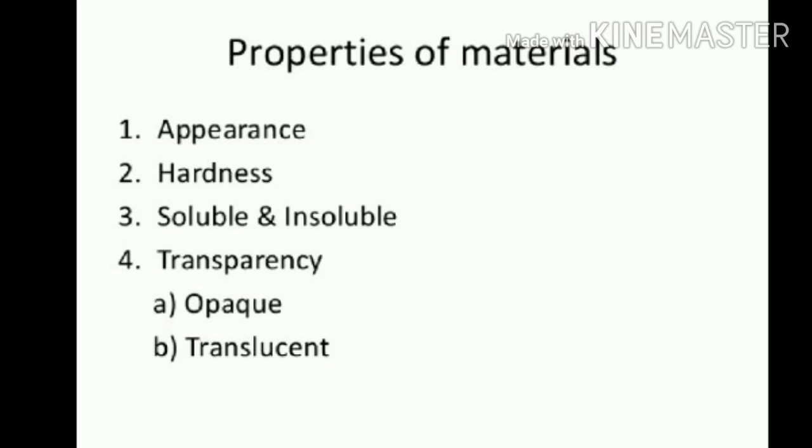In this way we have seen this chapter. Let us take a rapid look. In this chapter we have seen the properties of materials. Which properties are there? Appearance, hardness, soluble and insoluble, and transparency. Three parts we have seen in transparency: by which we are able to see, and the other two, opaque and translucent. In this way, these are the properties we have seen in this chapter.